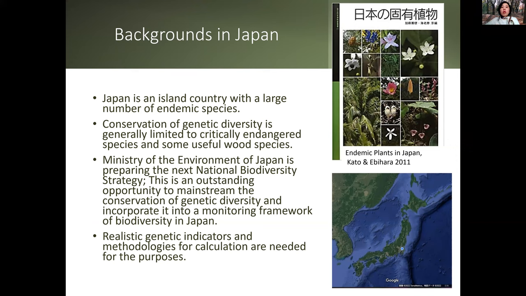Meanwhile, the Ministry of the Environment of Japan is preparing the next national biodiversity strategy, thus this is an outstanding opportunity to mainstream the conservation of genetic diversity and to incorporate it into a monitoring framework. For these purposes, realistic genetic indicators and methodologies for calculations are needed.